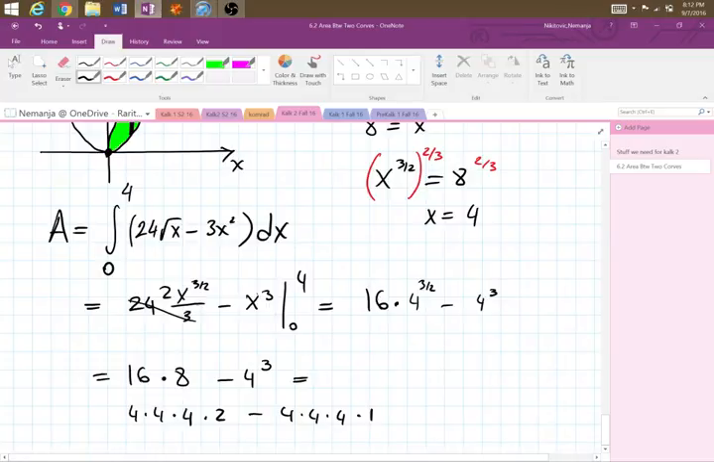What's the difference between the two? See that? Well, here it is. Factor out 4 cubed. 2 minus 1, so just 4 cubed is the answer.